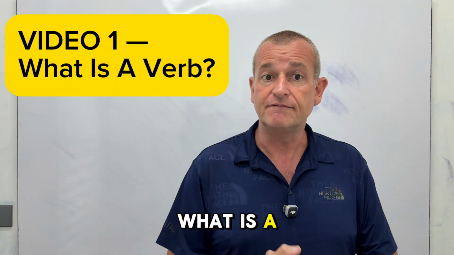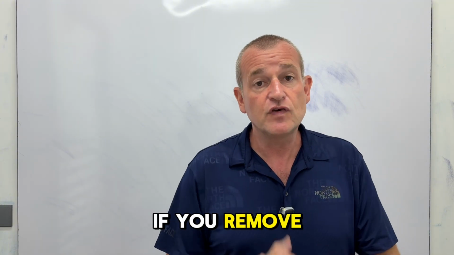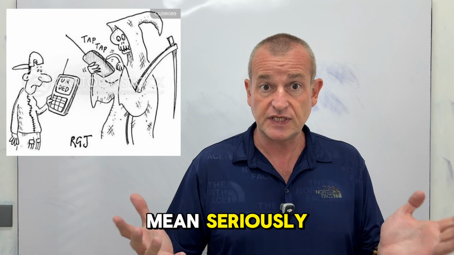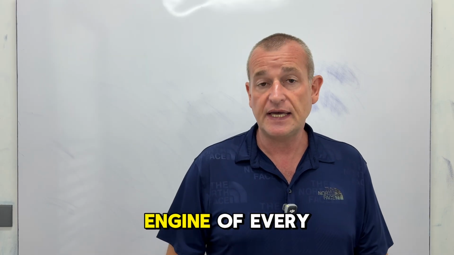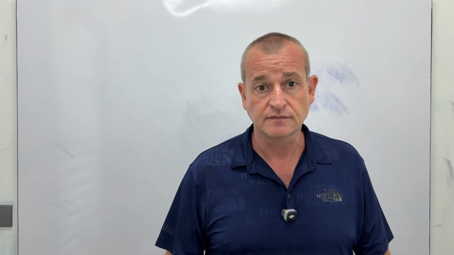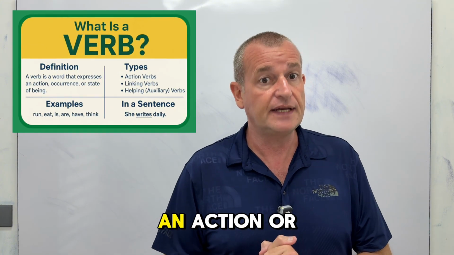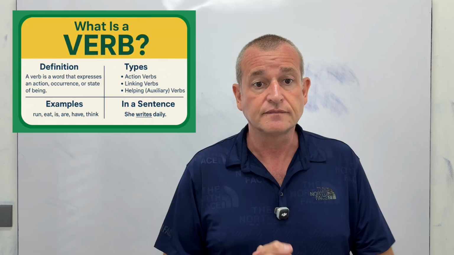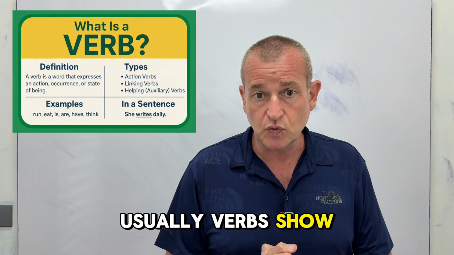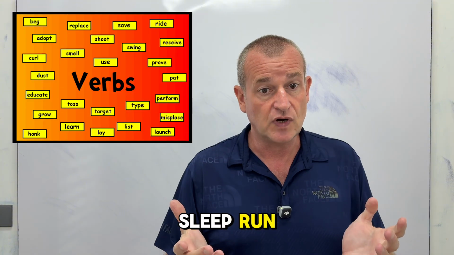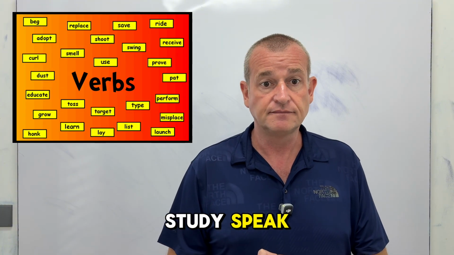What is a verb? If you remove verbs from English, communication dies. I mean, seriously. Verbs are the engine of every sentence. So what exactly is a verb? A verb is an action or a state. Usually verbs show what someone does. For example, eat, sleep, run, study, speak.